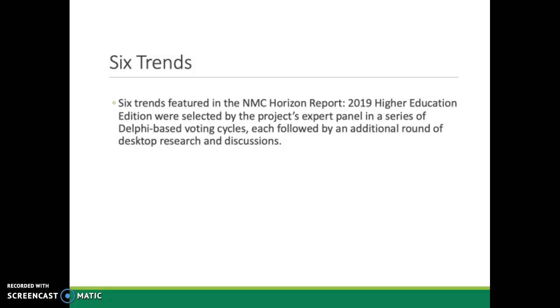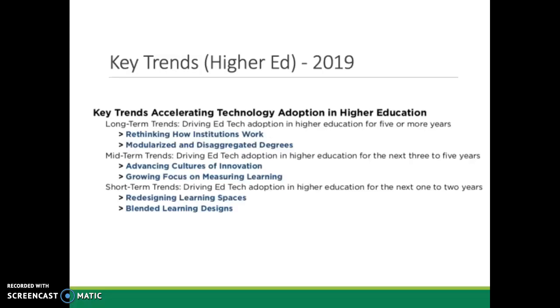So the way they came up with these trends and developments is that they use an expert panel and do a Delphi-based voting cycle that has multiple rounds, and then they do desktop research and discussions. So again, they put out reports for higher education, K to 12, and now they're doing that in different languages. So people have started to use it across the globe also. So they came up with 6 trends.